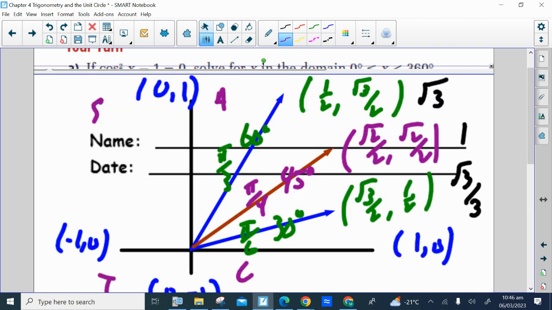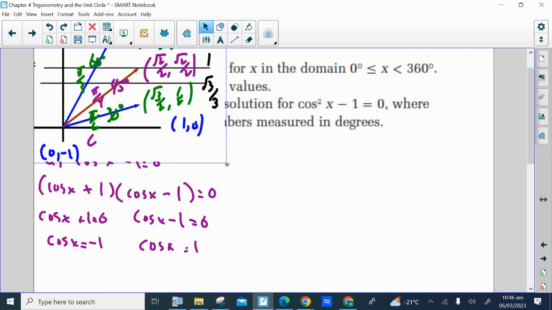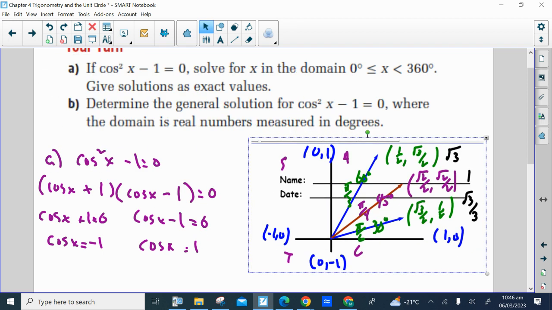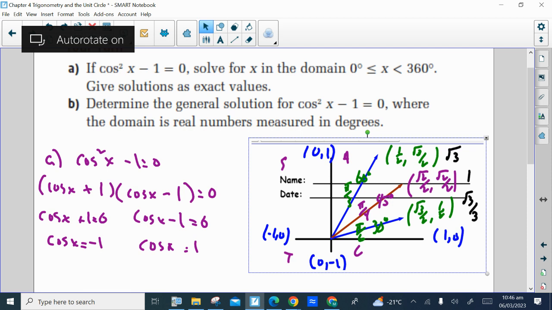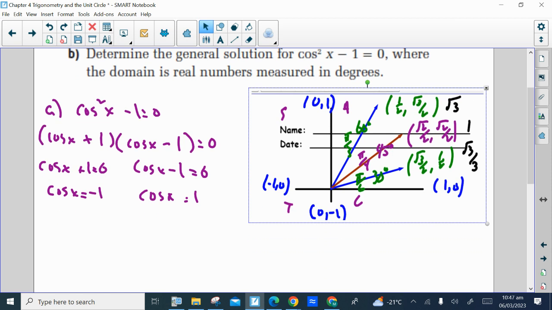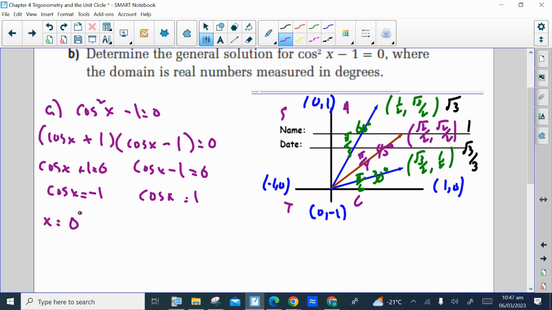Again, we'll go back to our unit circle. The cosine, which is our x value, will equal positive 1 at 0 degrees. It equals negative 1 over at 180 degrees, and back to positive 1 at 360, but we cannot include that because it says that x is greater than or equal to 0, but only less than 360 degrees. So the only answers we can use here for x would be 0 degrees and 180 degrees. That's where the x value, which is the cosine, equals positive 1 or negative 1.